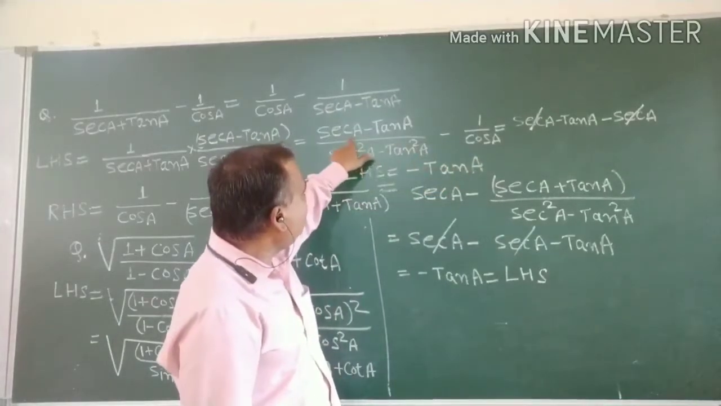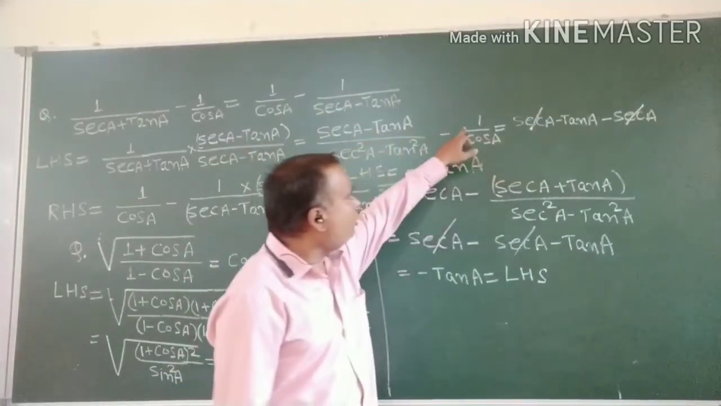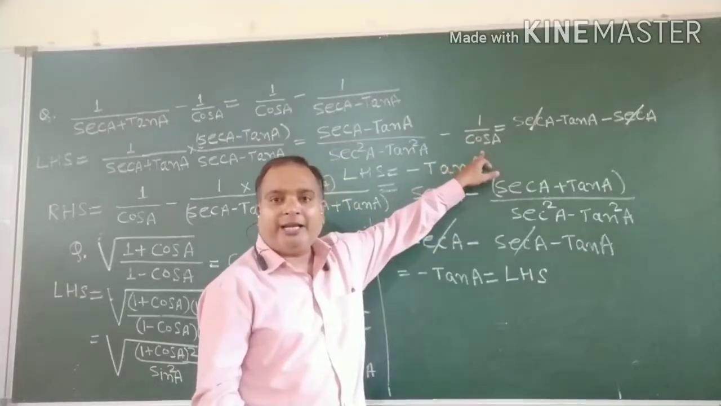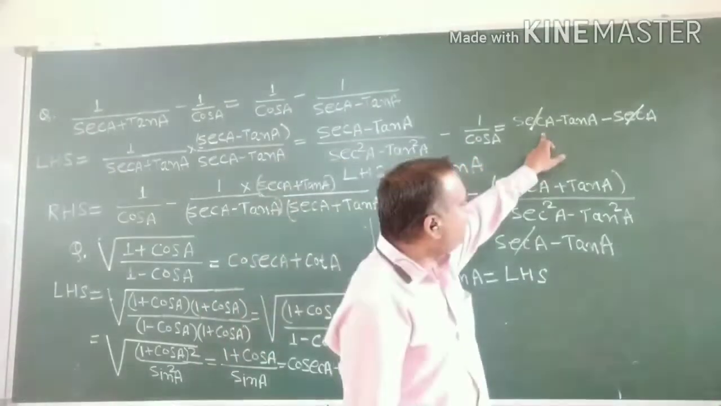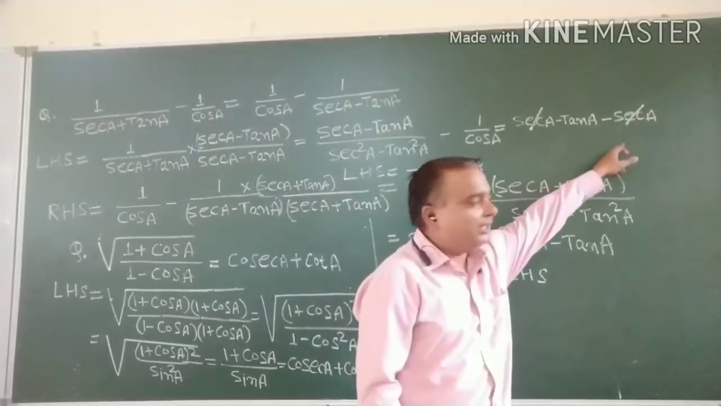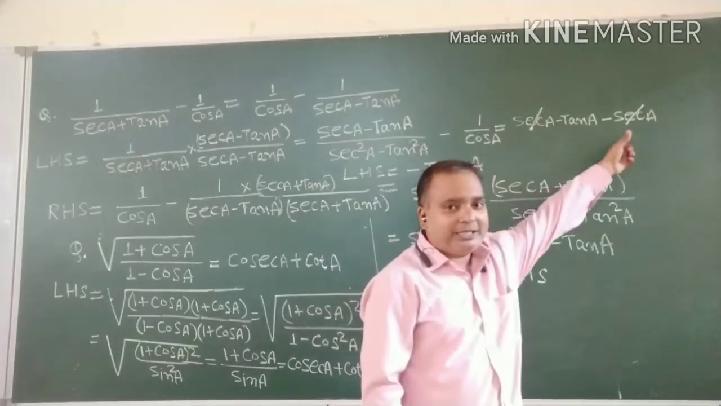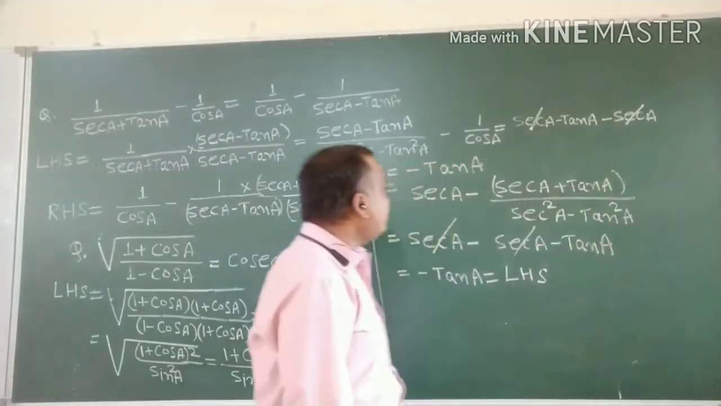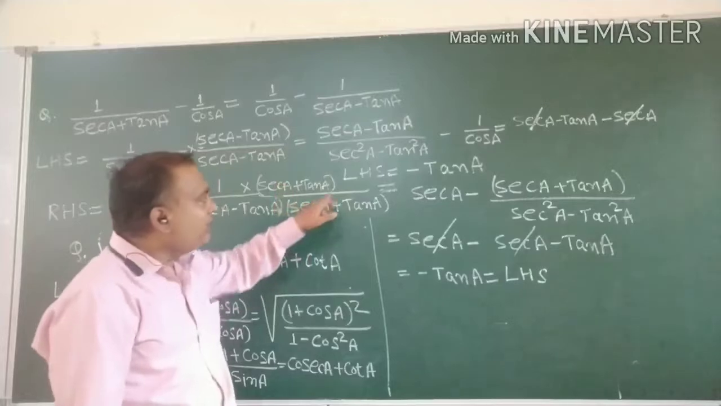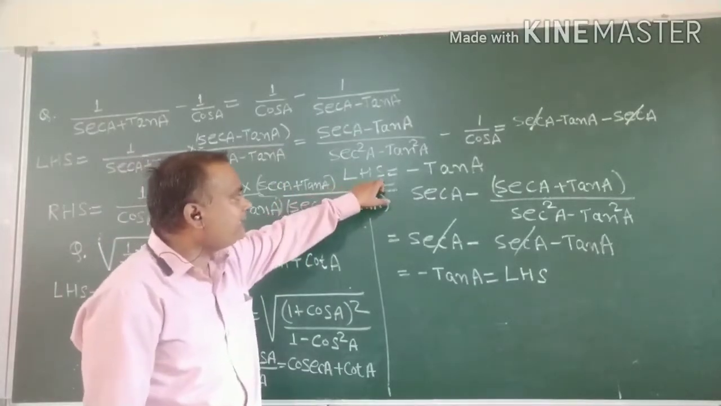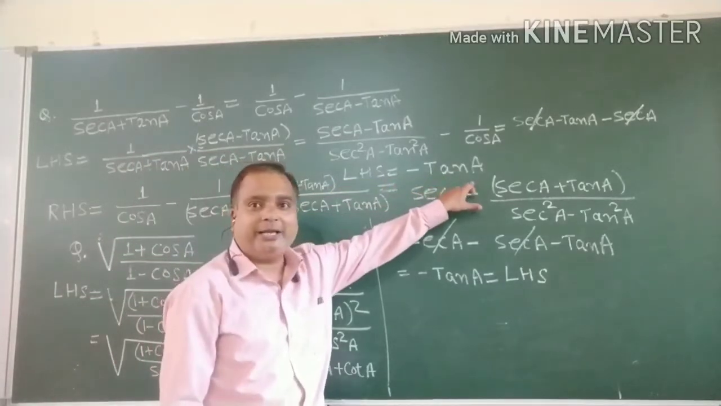So numerator it will be sec a minus tan a. Now 1 upon cos a, we can write it is sec a. So that is sec a minus tan a minus sec a, where sec a and minus sec a will be cancelled. So what is the LHS after solving? After solving, the LHS is equal to minus tan a.